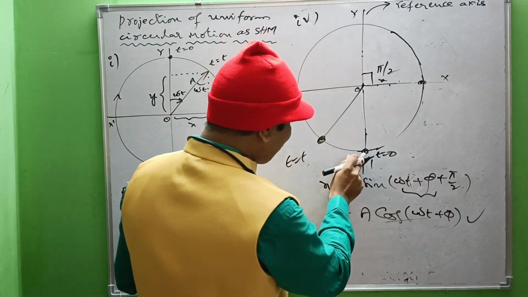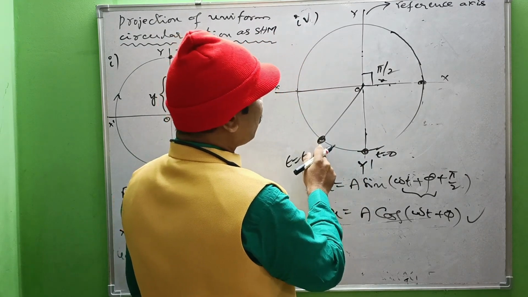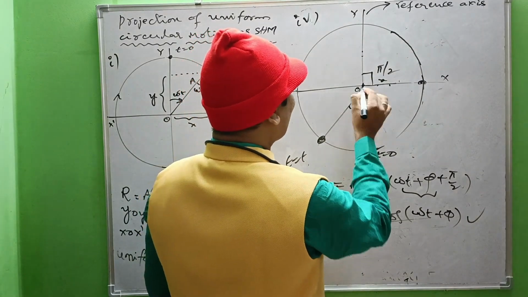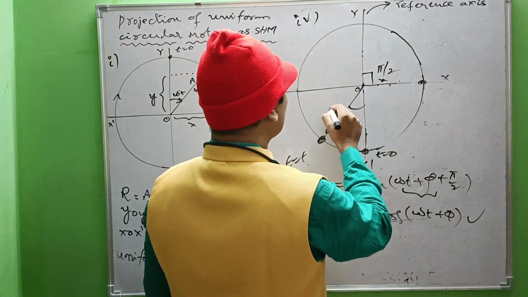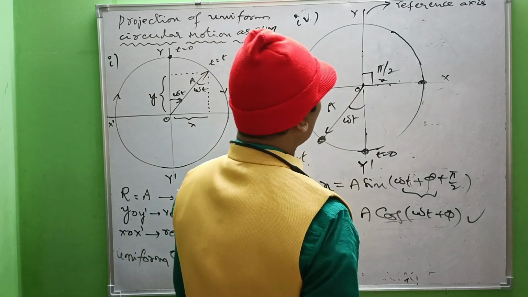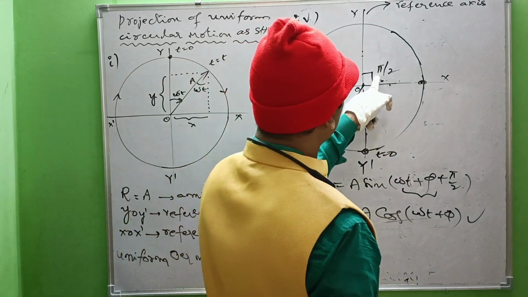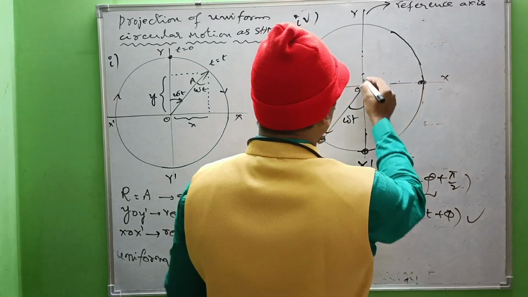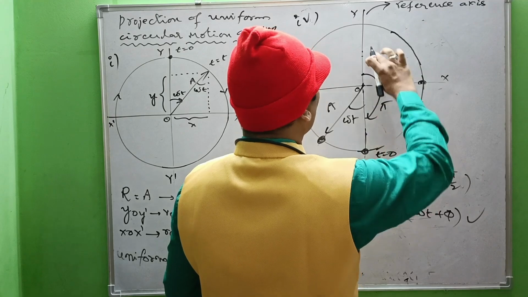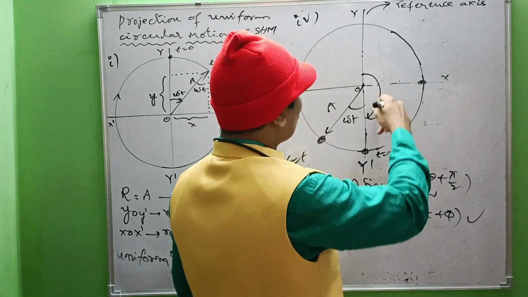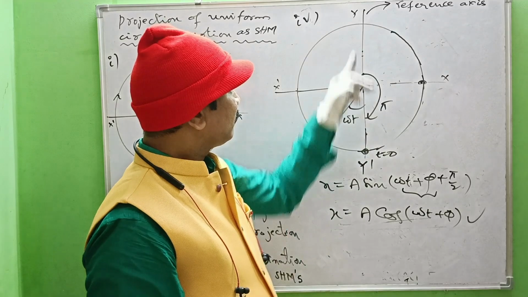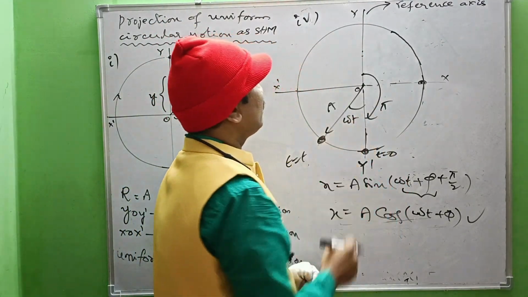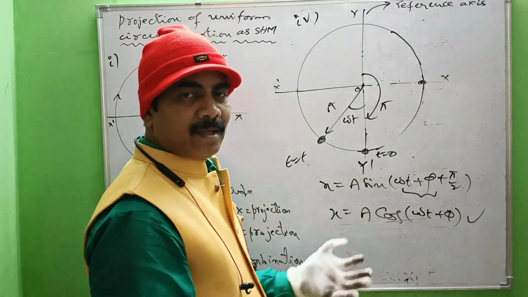Now what is the time elapsed from here to there? Means between these two instants, the time interval is t minus 0, that is t. So in that time, the radius vector makes an angle omega t. Now from here to there, what is the ultimate angle here? That is pi by 2 plus pi by 2, that is pi. 90 plus 90, that is pi. So the total phase angle with respect to the positive y-axis is pi plus omega t.